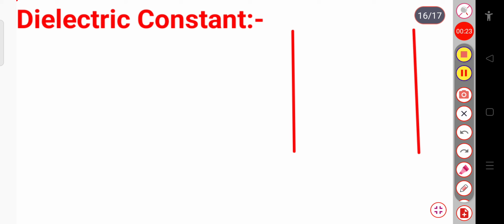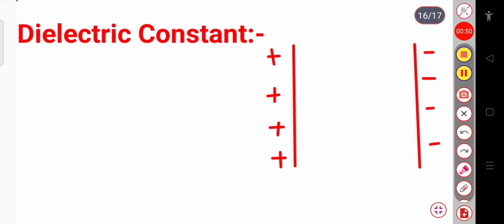Here we have considered that this capacitor is already charged. So the charge developed on this plate is the plus charge, that is plus q, and the negative charges, that is minus q, are developed on the next plate of the capacitor. We have considered the external electric field, suppose this is E naught, the electric field between these two parallel plates.